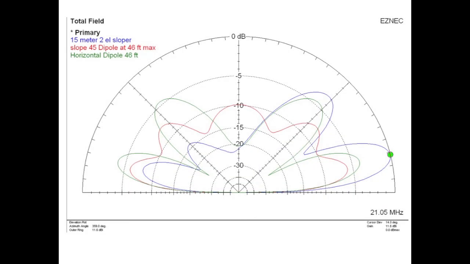Now this is an elevation plot of a 15-meter two-element sloper, a sloping dipole, and a horizontal dipole at 46 feet. As you can see, and these are all just using one support, the 15-meter two-element antenna has significantly more gain. It's at least 4 dB gain at a fairly low elevation angle, about 15 degrees. The highest point of the antenna is 46 feet above the ground.